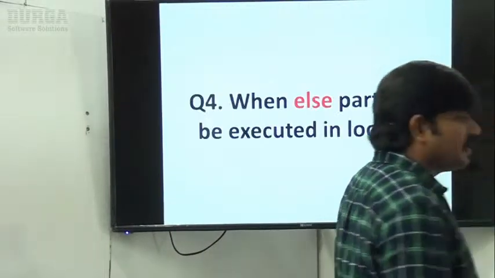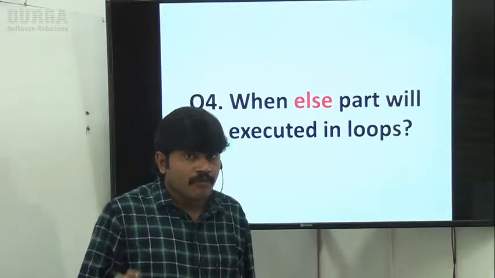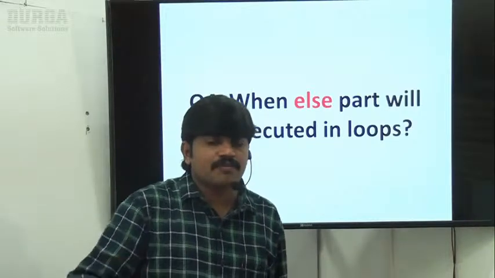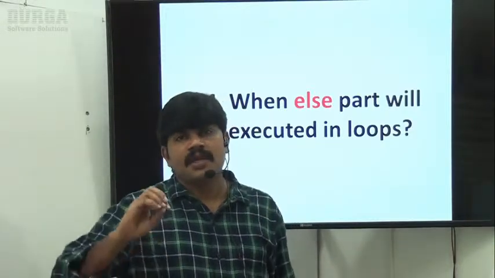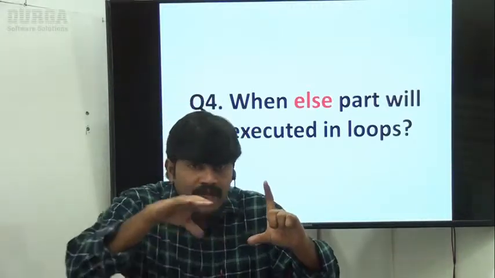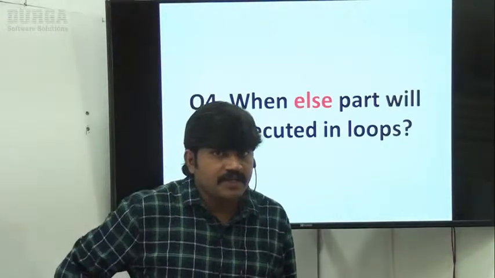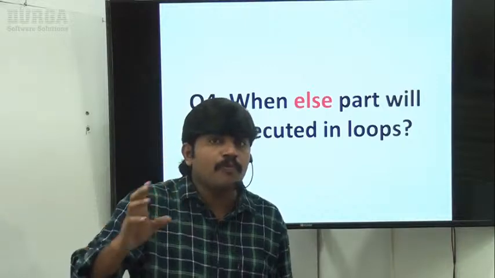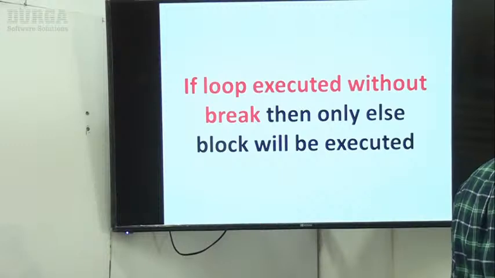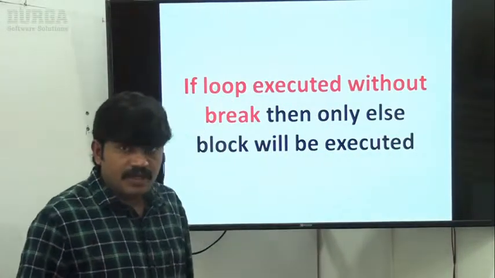Okay, well. Sir, next, when will the else part be executed in loops? Have you observed? Else we can use with a for loop, and else we can use with a while loop. When will the else part be executed? Else is always executed if the loop ends without a break. So inside the loop, if the break statement is not encountered, not executed, then only else will be executed. Have a look once, sir. If the loop executed without break, then only the else block will be executed. Any doubt about this one?